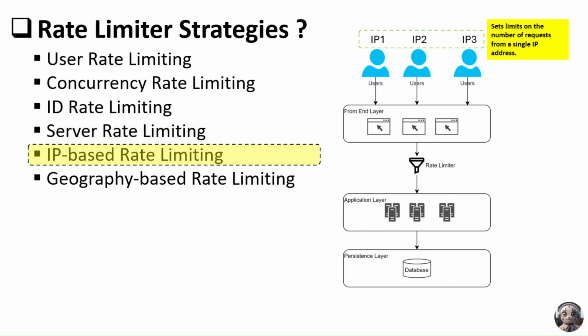Another type is IP-based rate limiting. This limits the number of requests from a single IP address. You've probably seen this when a website only lets you download a file every few minutes. It's tracking your IP and making sure you're not overloading the system.